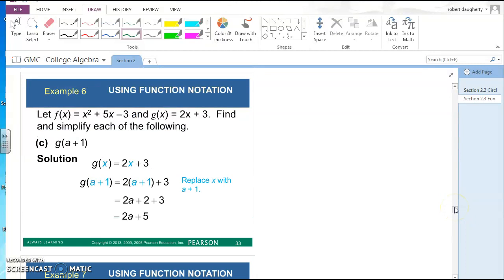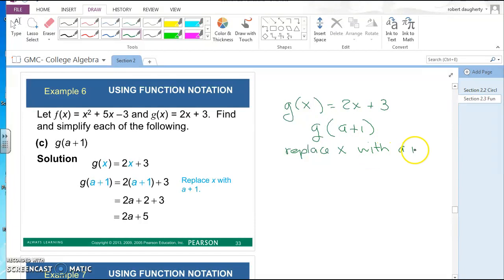Now that gave us these functions f and g. Now they're asking us to figure out something for g. So g of x is 2x plus 3. I need to find g of a plus 1. So what this means is replace x with a plus 1.